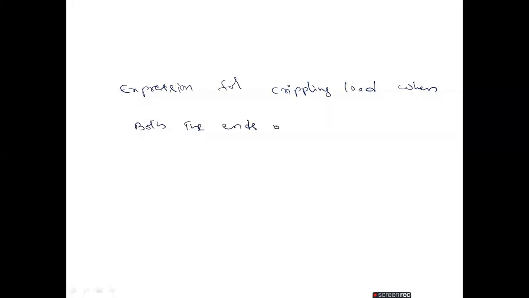So today in class, we are going to discuss the expression for crippling load when both ends of the column are fixed. I will write here: expression for crippling load. It is nothing but the buckling load also, when both the ends of the column are fixed. So for this condition, we will calculate the Euler's formula.